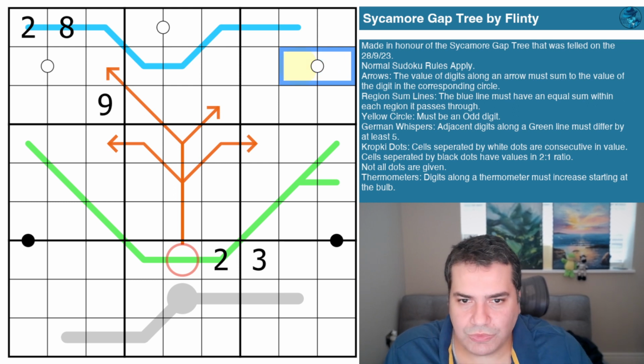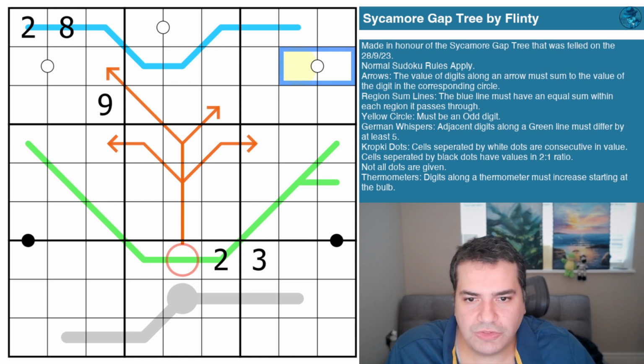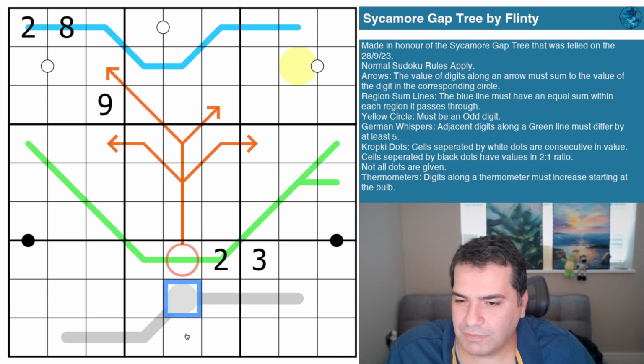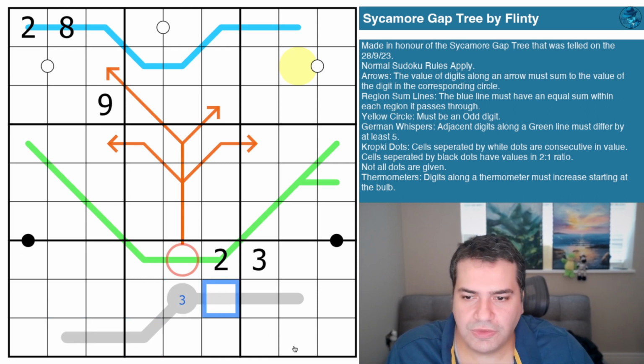We're not done with the rules. One more to go. Thermometers. Digits along a thermometer must increase starting at the bulb end. So we've got, I'm going to say 1 thermometer, 2 thermometers really. We've got a bulb here in the middle, unusually, and a thermometer that goes up in 2 ways. So let me pick a digit, for example. If this is a 3, this has to be higher than 3. That could be a 4.